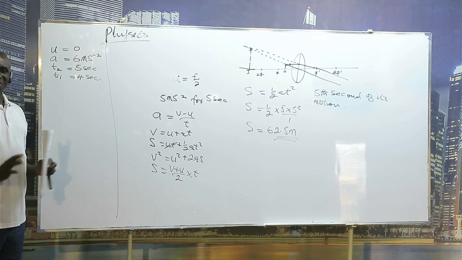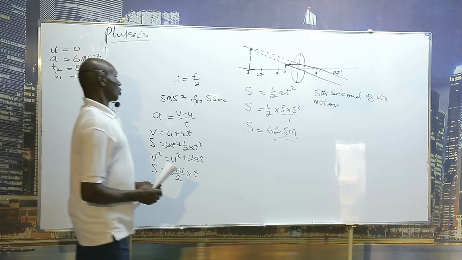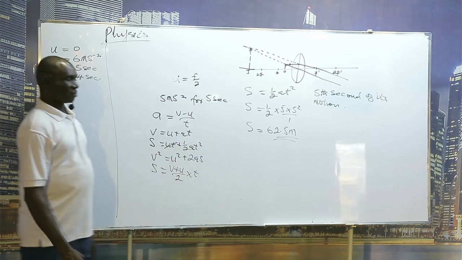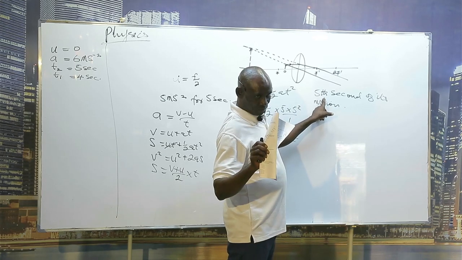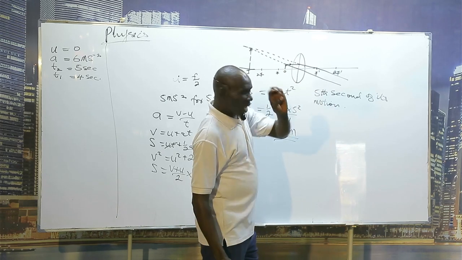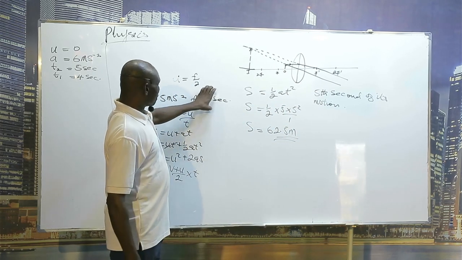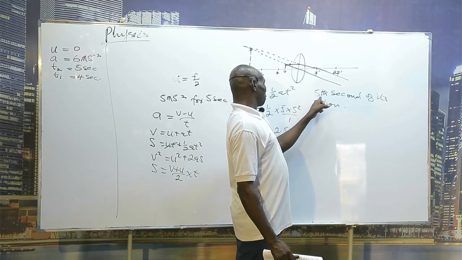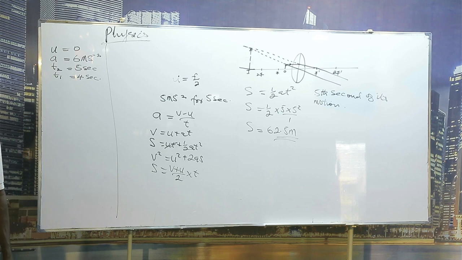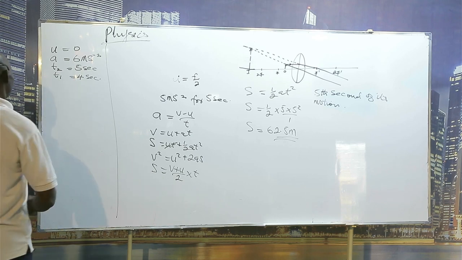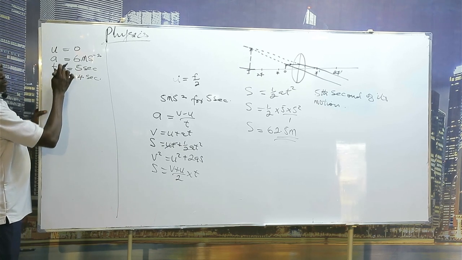This is a compound question. Instead of telling you to calculate in 5 seconds, they say the fifth second, which means the last 1 second of the 5. First, second, third, fourth, fifth. When I remove the fifth from the entire 5, it gives me 4. So the difference I am looking for is the distance covered within the range of these two.